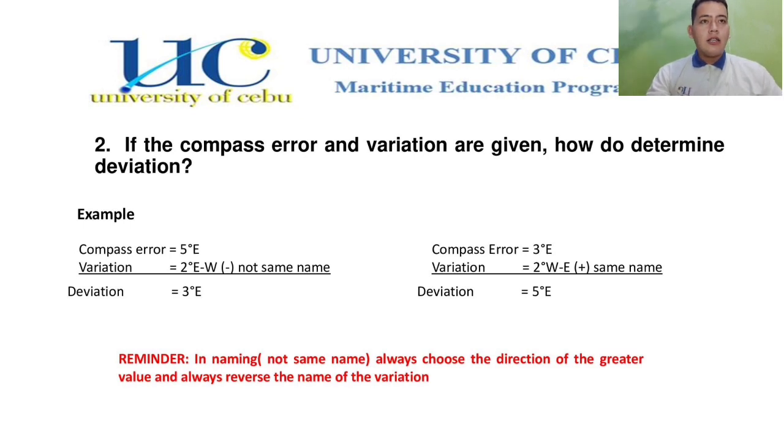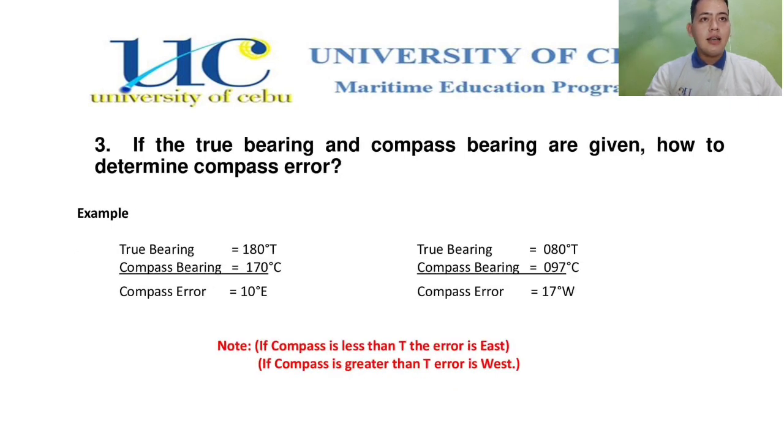So we have our example here. We have a compass error of 5 degrees east and a variation of 2 degrees east. Since we have to reverse the direction for the variation, we're going to regard this as 2 degrees west. That's why we have the final answer of 3 degrees east.